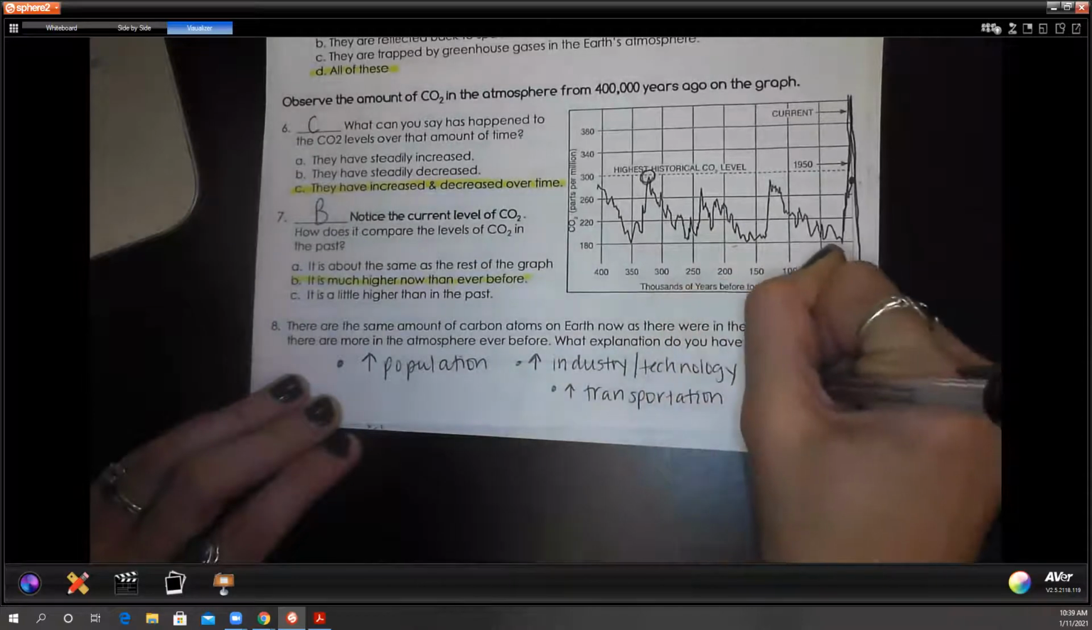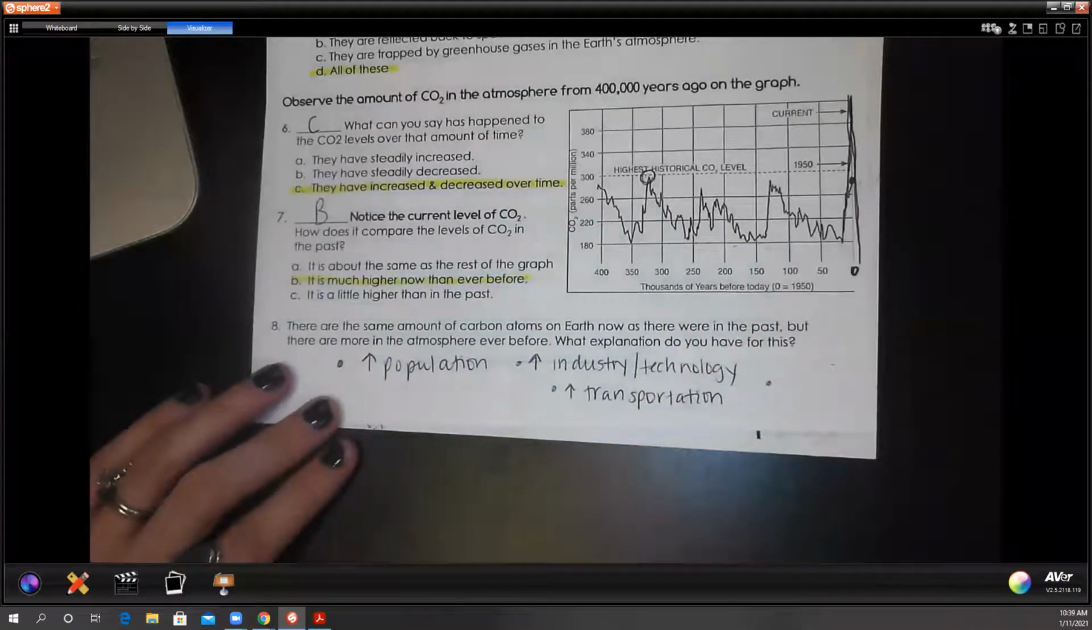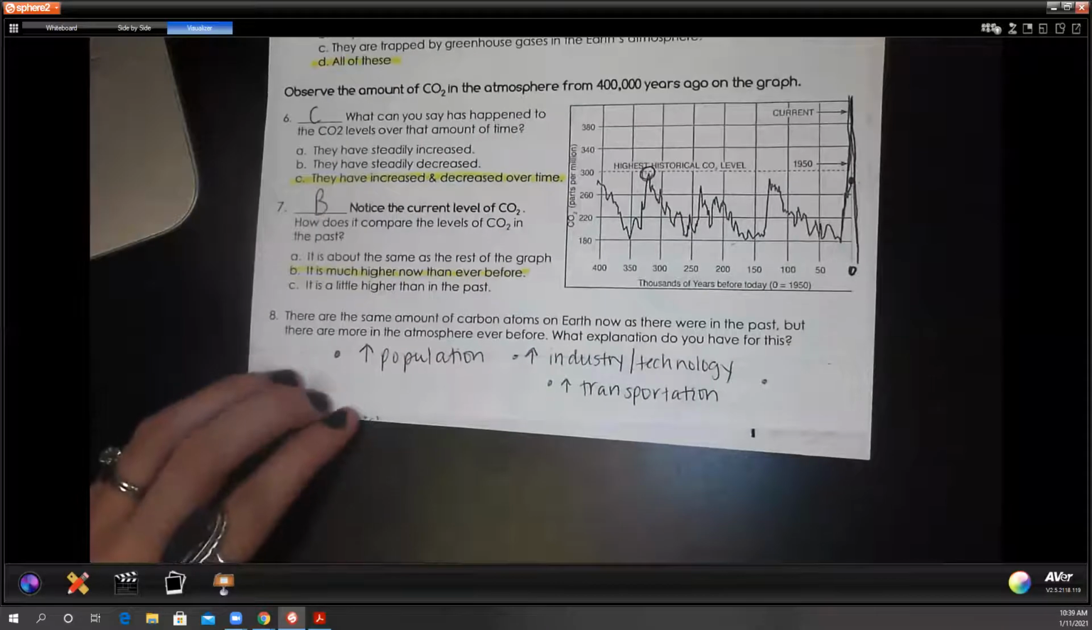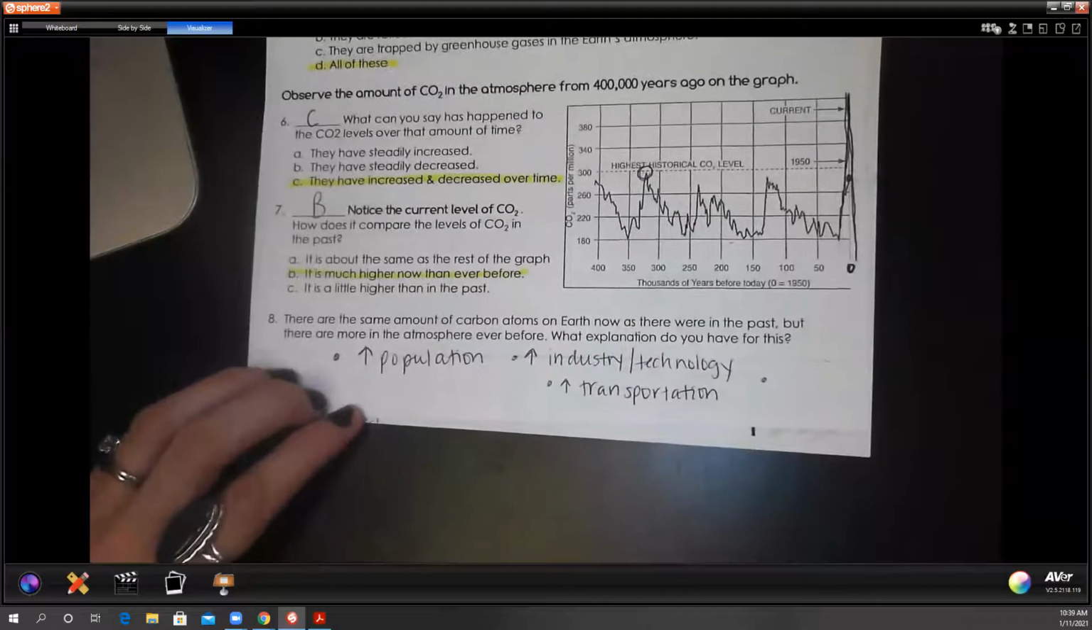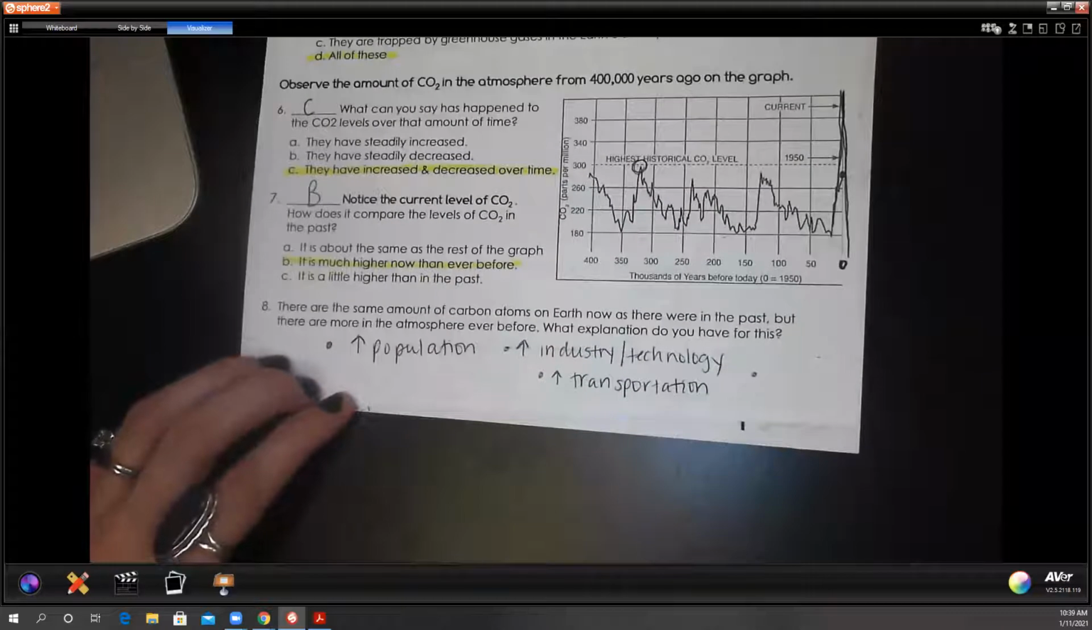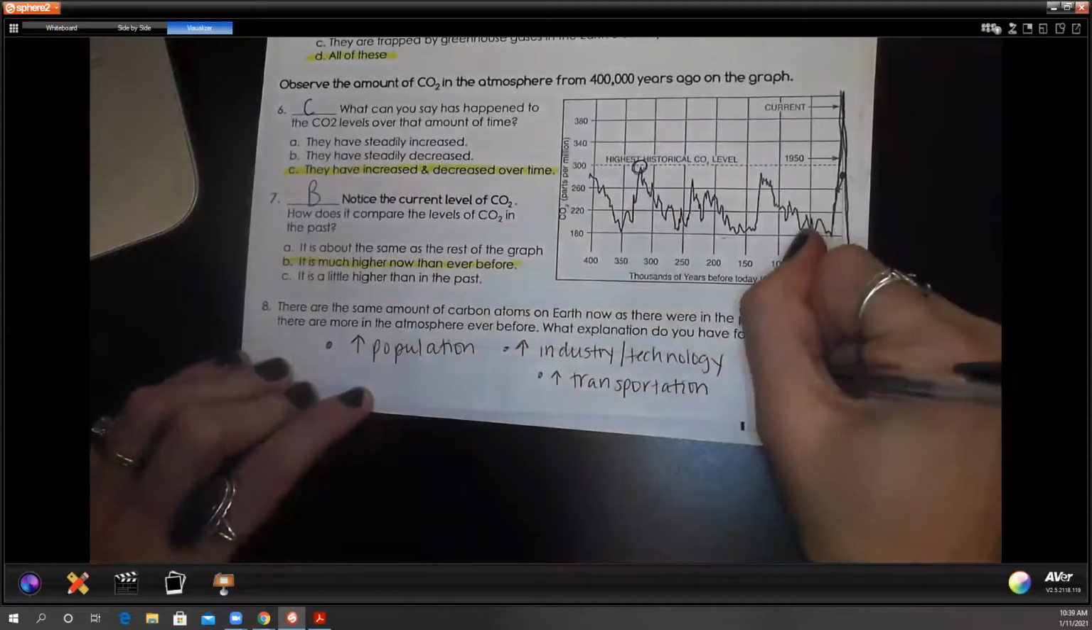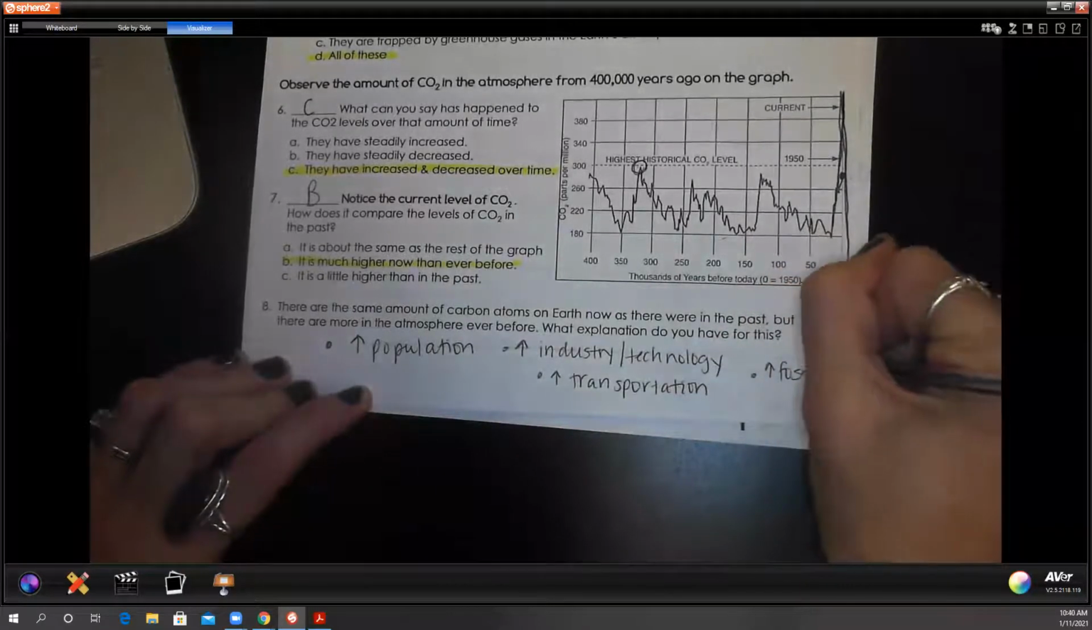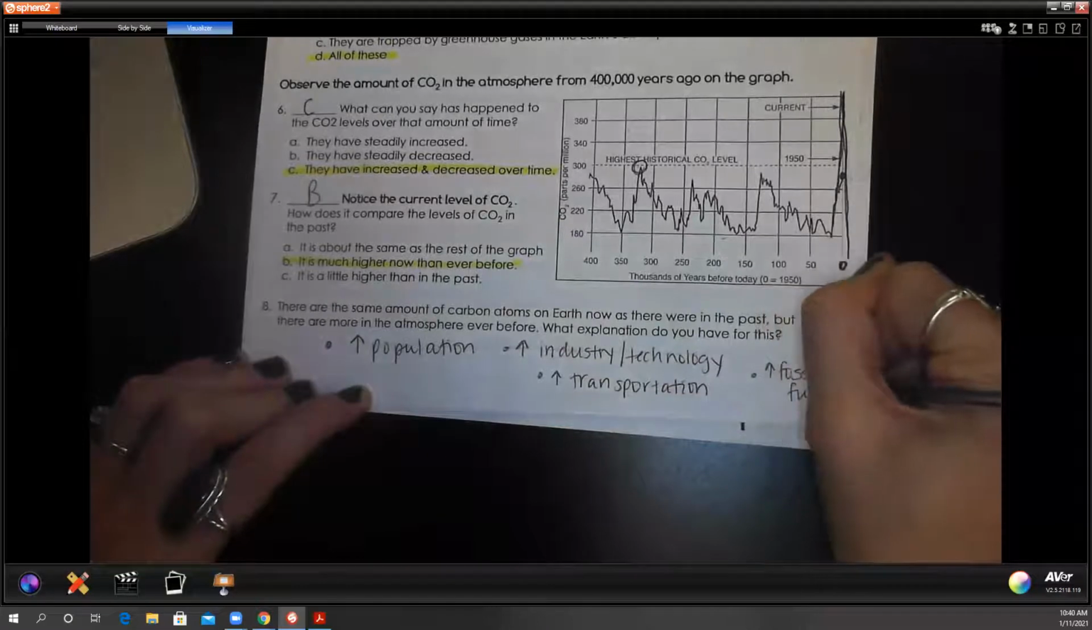What do we rely on a lot that produces a lot of carbon emissions? Cars, yeah, but think about what they thrive on. What is gas considered? It begins with an F. What kind of fuel? Fossil fuels. We burn more fossil fuels.